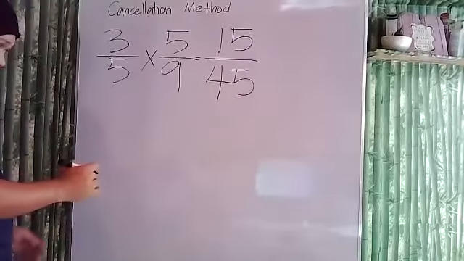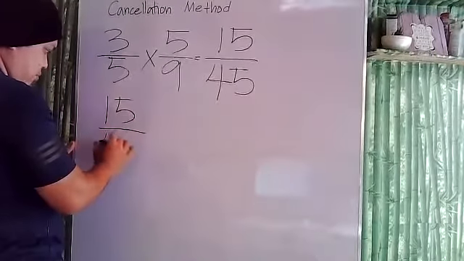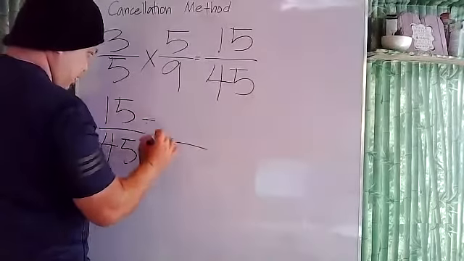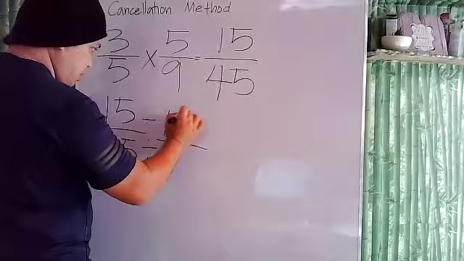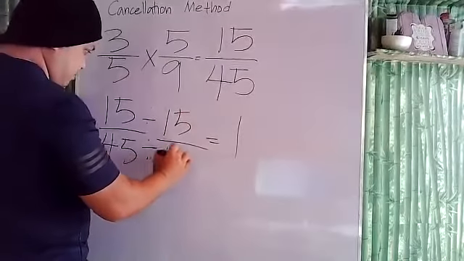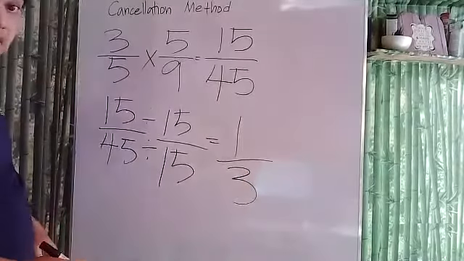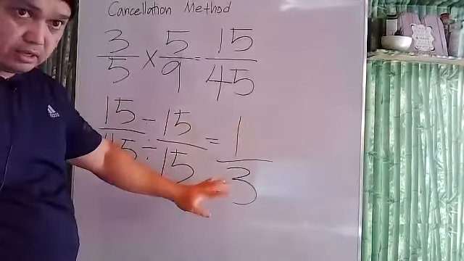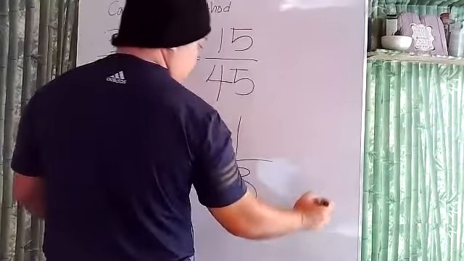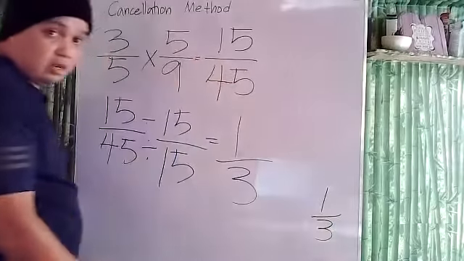So if we simplify it, what we did last meeting is we divide them both by 15, right? So 15 divided by 15 is 1, while 45 divided by 15 is 3. Okay? So our final answer there is 1/3. You remember in our last meeting? That's 1/3. We're going to compare 1/3 with our answer in the long method.